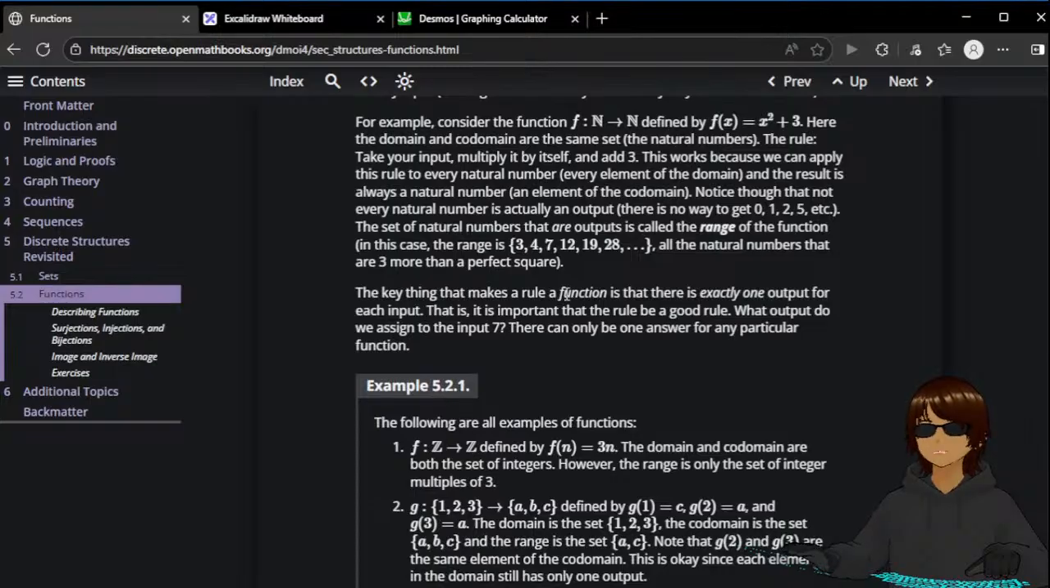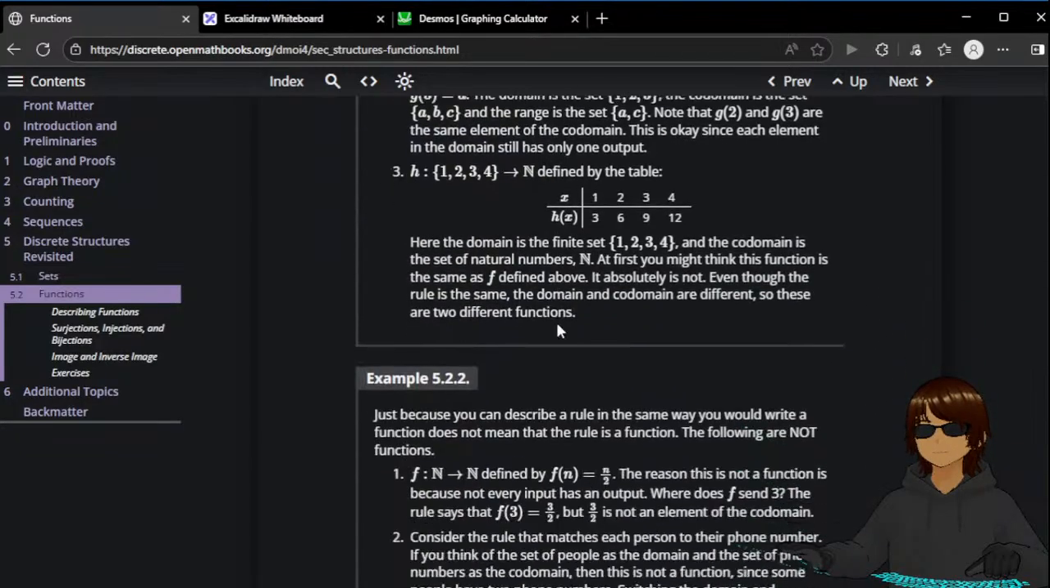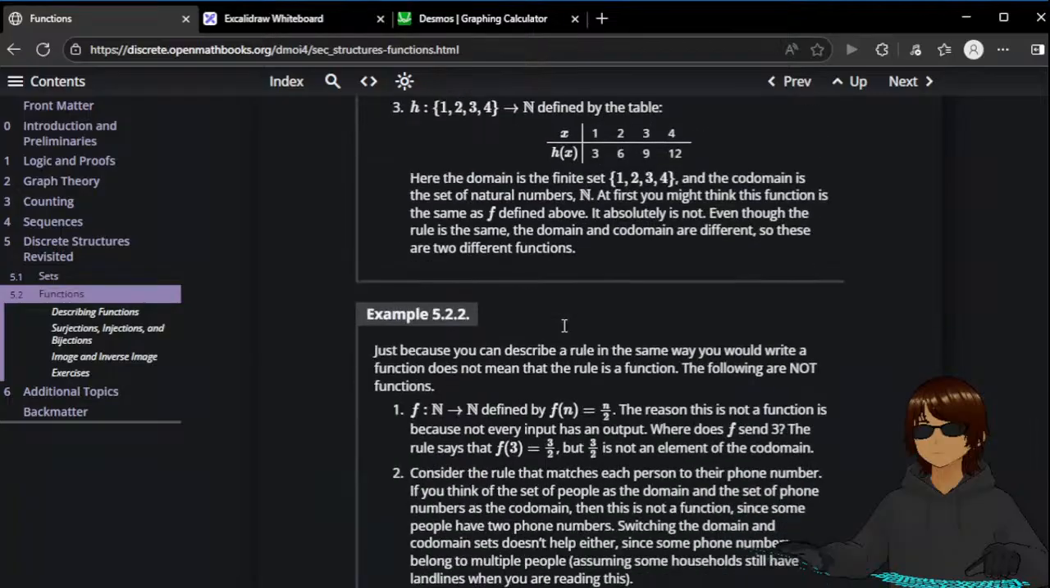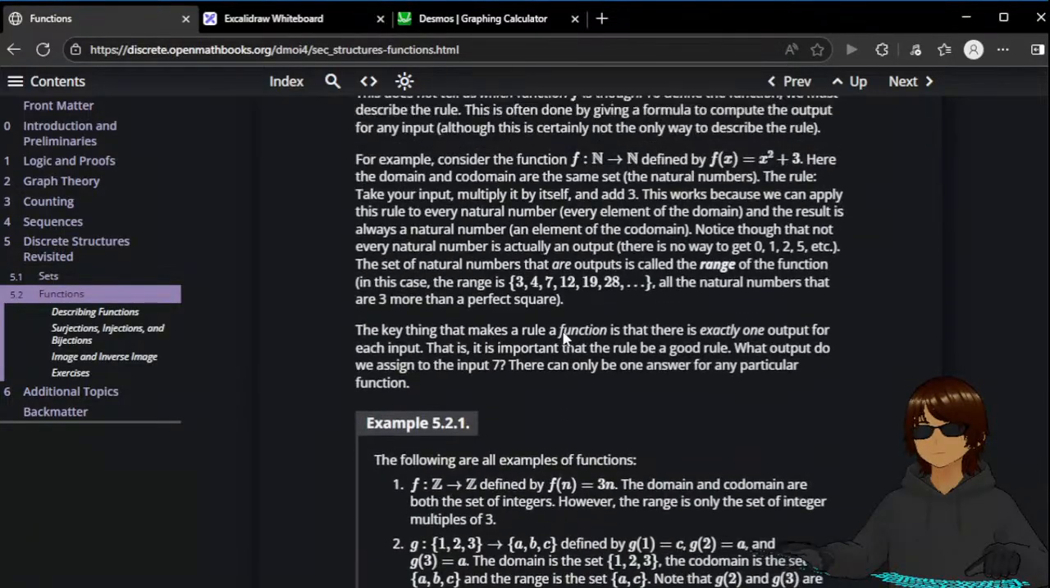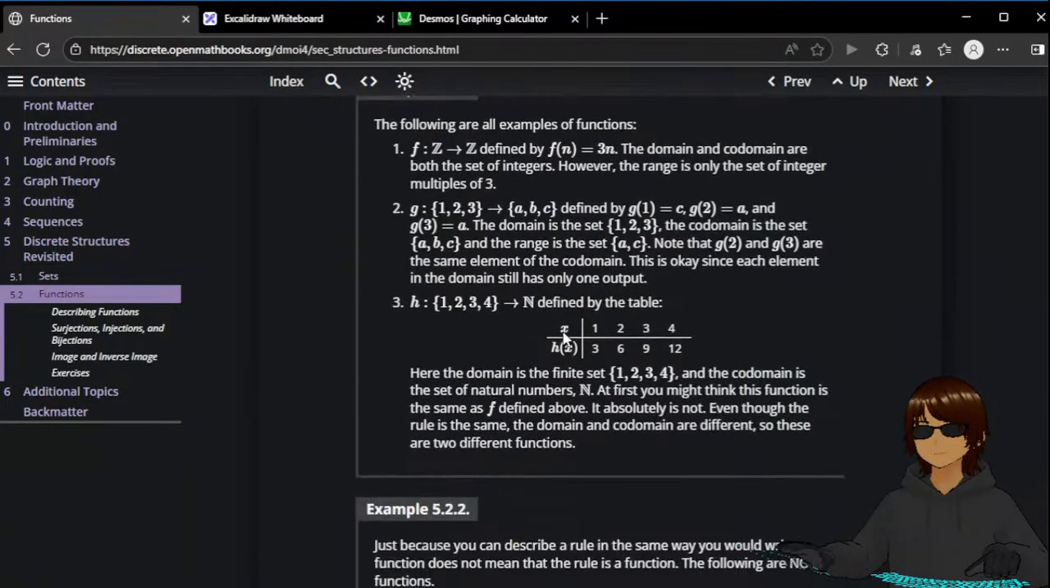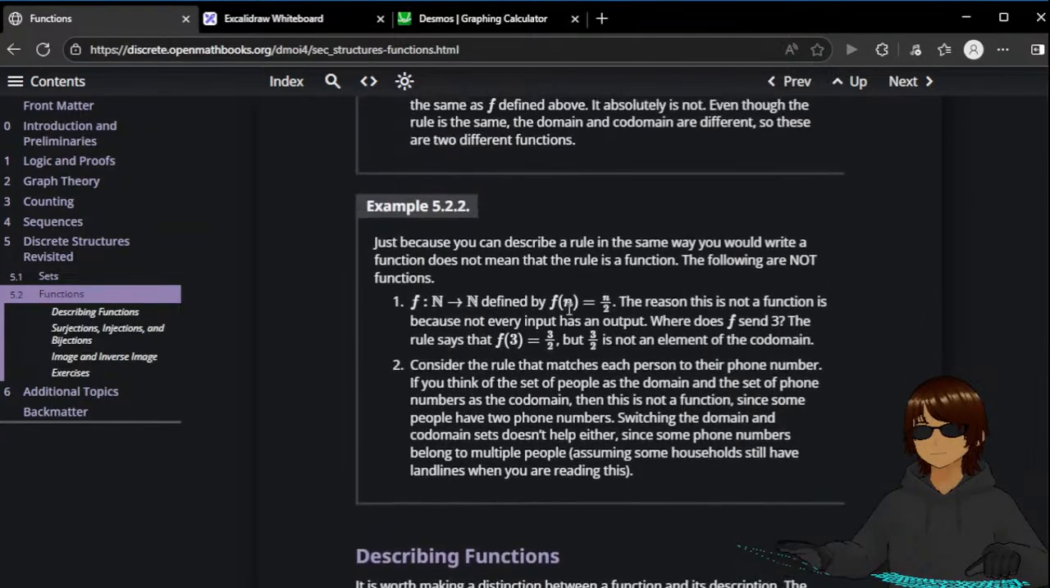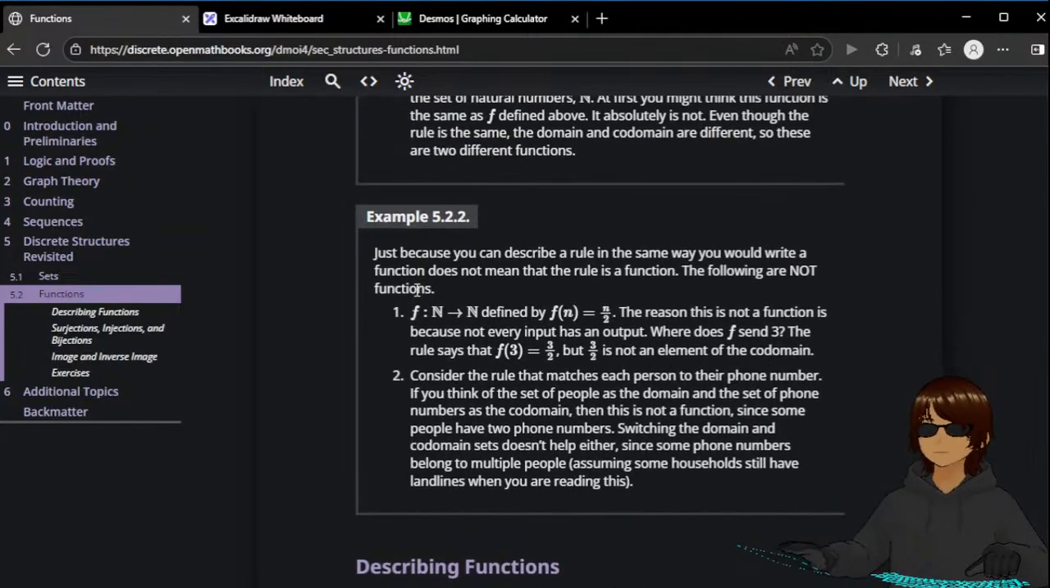The key thing that makes a rule a function is that there is exactly one output for each input. That is, it is important that the rule be a good one. What output should be assigned to the input 7? Just because you can describe a rule in the same way you would write a function does not mean that the rule is a function. The following are not functions.